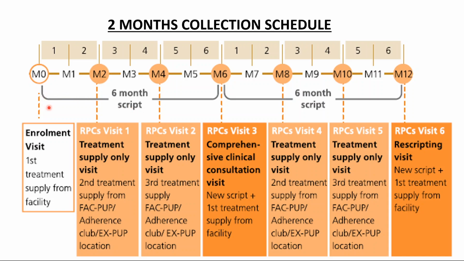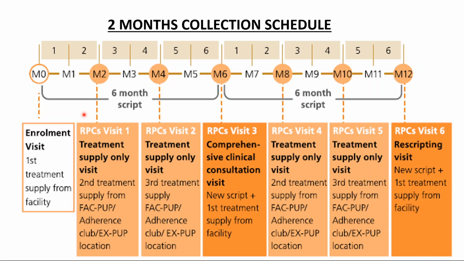Just take note that we said the script is valid for 6 months. The patient is not given medicines for 6 months. The patient still comes and collects medicine. If the script is valid for 12 months, and they are taking every 2 months, they will still come and collect every 2 months.